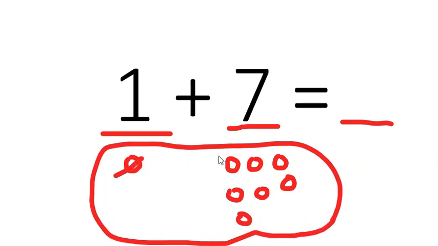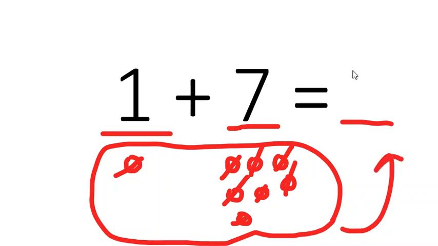So I have 1, 2, 3, 4, 5, 6, 7, 8. So my answer to this problem is 8. And this is how you write the number 8. 1 plus 7 equals 8. Okay? Make sure that you keep practicing addition problems.